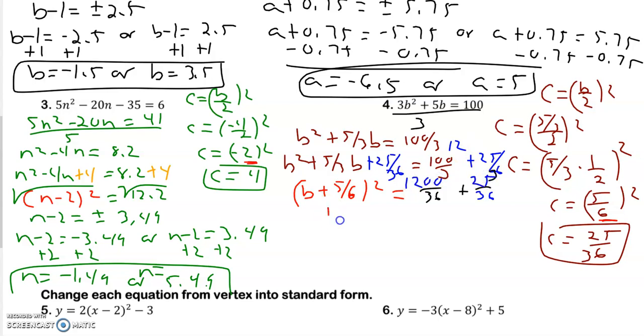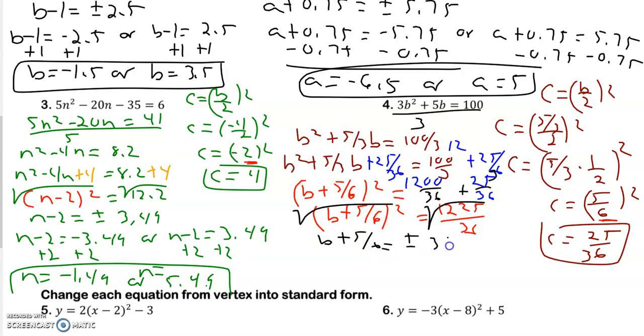And then you're going to have b plus 5 over 6 squared equals 1,225 over 36. At this time, I'm going to take my radical, and then you get b plus 5 over 6 equals plus or minus 35 over 6, because this is 36.